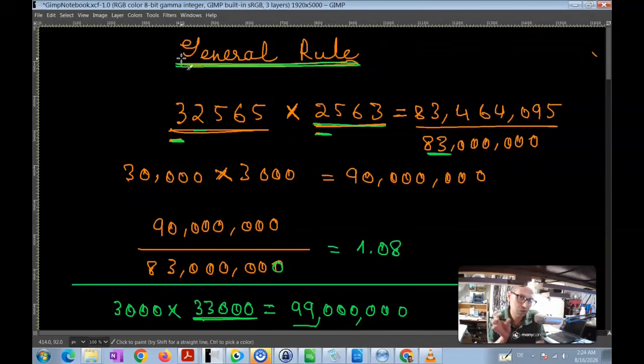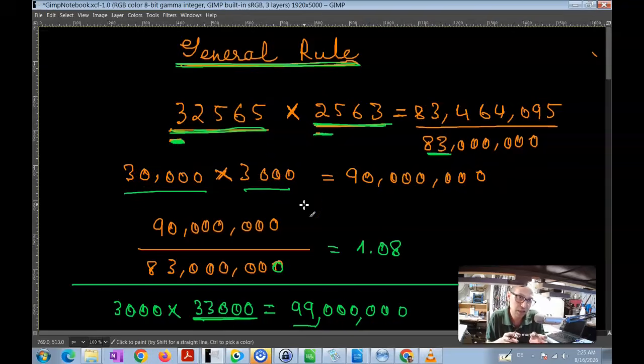But as a rule you can take the general rule, which is to take every number that you have. For example, you have 32,565 and 2,563, and you see that the largest place value in this number is the thousandth place value. So round the number to the thousandth place value. You see that the largest place value in this number is the 10,000, so round the number to the 10,000th place value, and then you will get these two numbers, multiply them together, and that becomes your approximation.